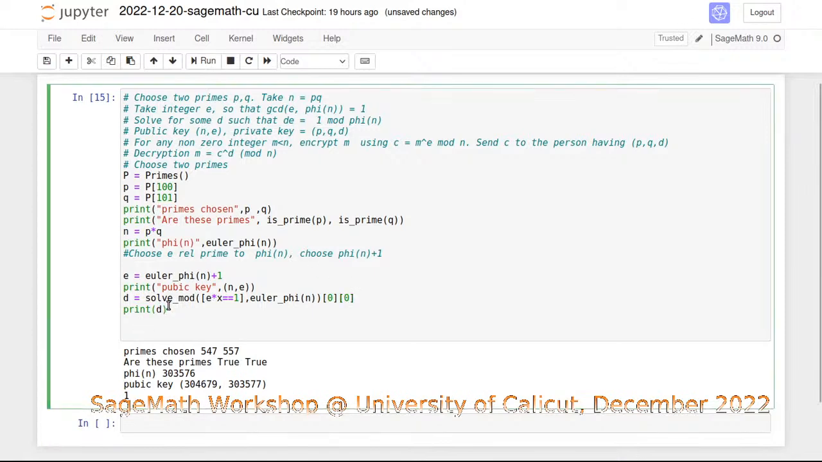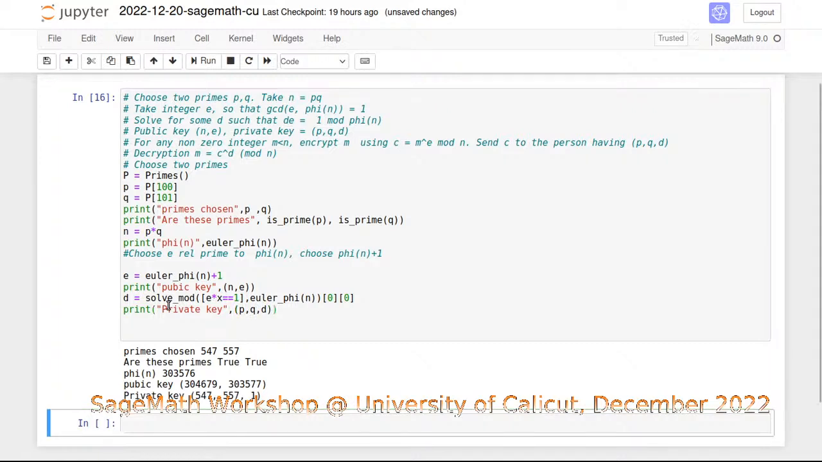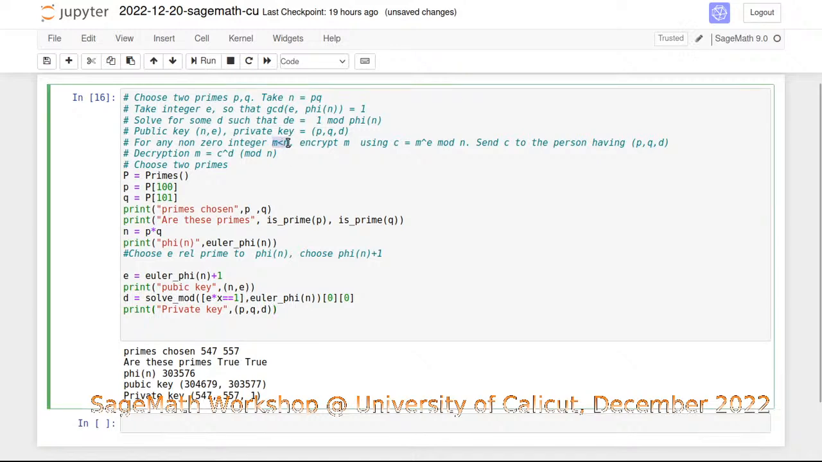So the private key is p, q, d. Both these things are ready. Now the encryption is going on. For encryption, what we essentially need is to take a message which is less than n.